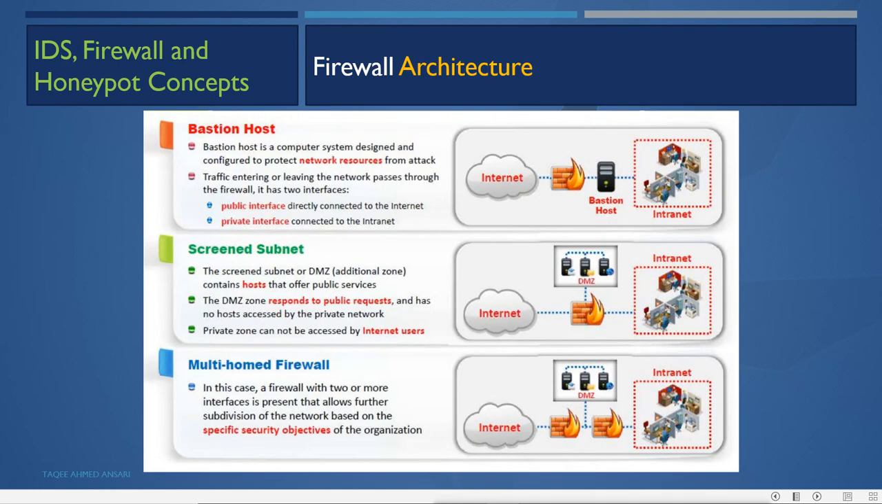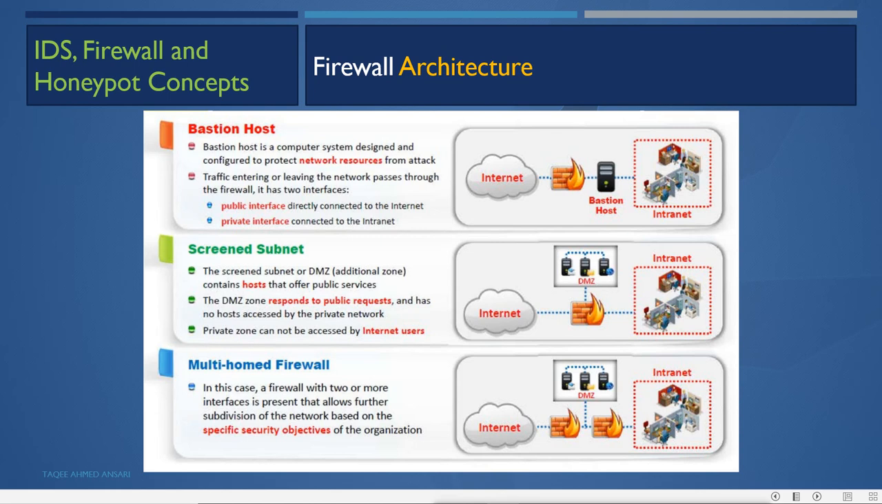Now these are the different firewall structures we have. First, bastion host, screened subnet and multi-homed firewall. Now first, what does bastion host mean? A bastion host is a computer system designed and configured to protect network resources from attack, and traffic entering or leaving the network passes through the firewall.